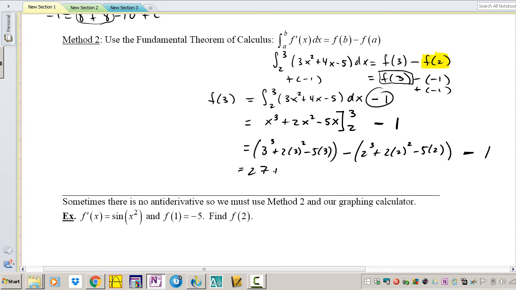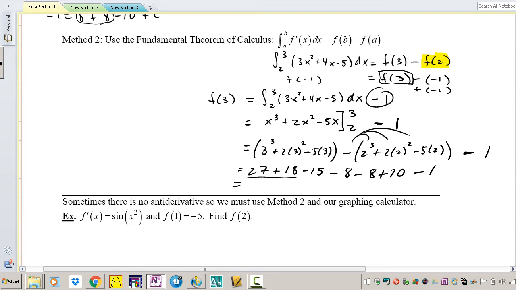27 plus 18 minus 15. And then let me distribute this already. Minus 8 plus 10. And then last but not least, minus 1. So let's go ahead and add up all these numbers.